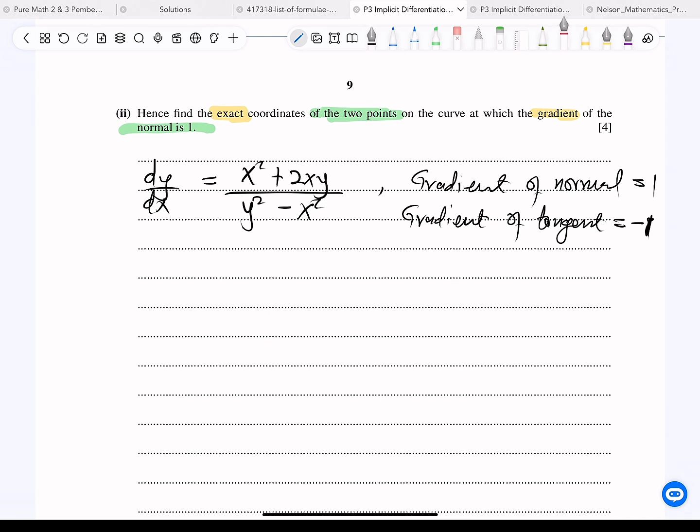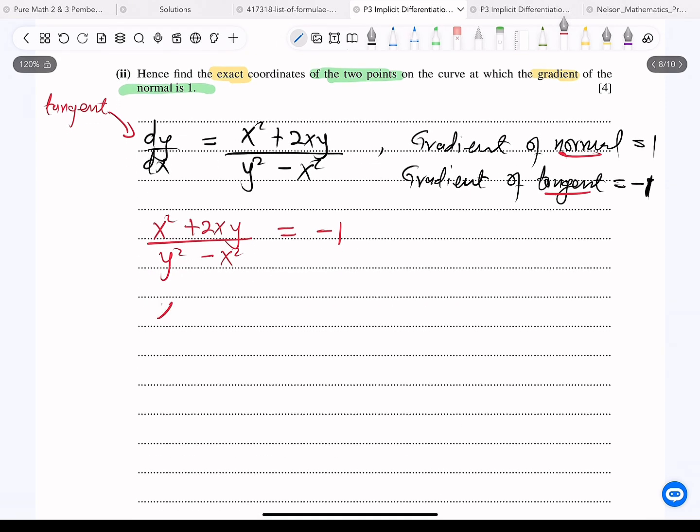Now, every dy/dx you have is for the tangent. Of course, I know you can do -1 over this gradient and get the normal and equate it to 1, but I prefer to work with the tangent. That's why I'm making it the tangent way. So I'm rather going to equate my gradient to -1 instead of 1, because if this is the normal, this is the tangent. So I've converted the question into tangent to do. You can just work it as a normal.